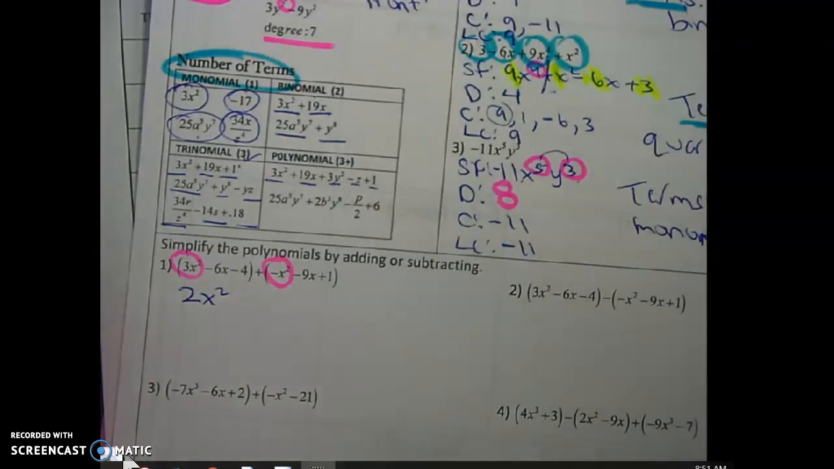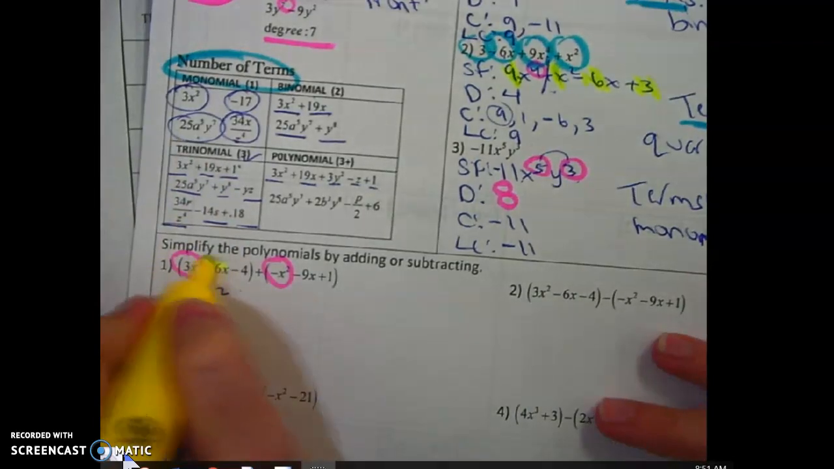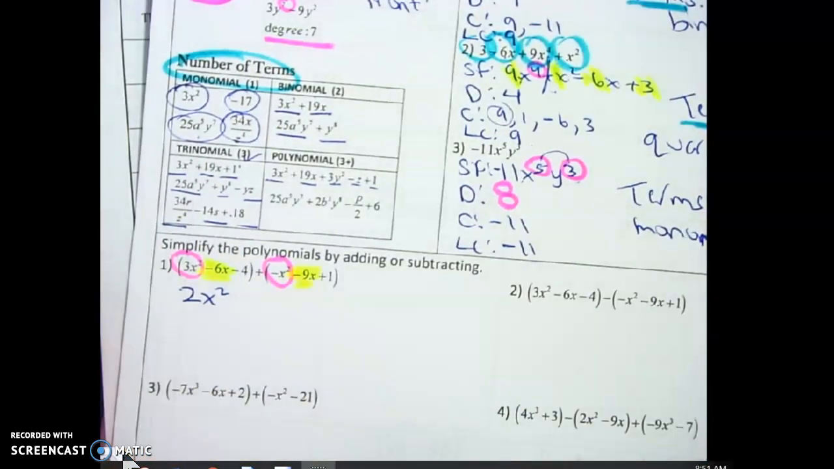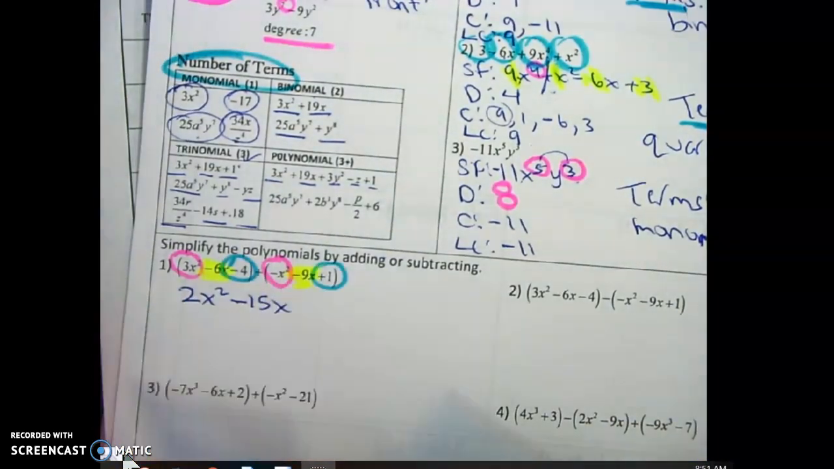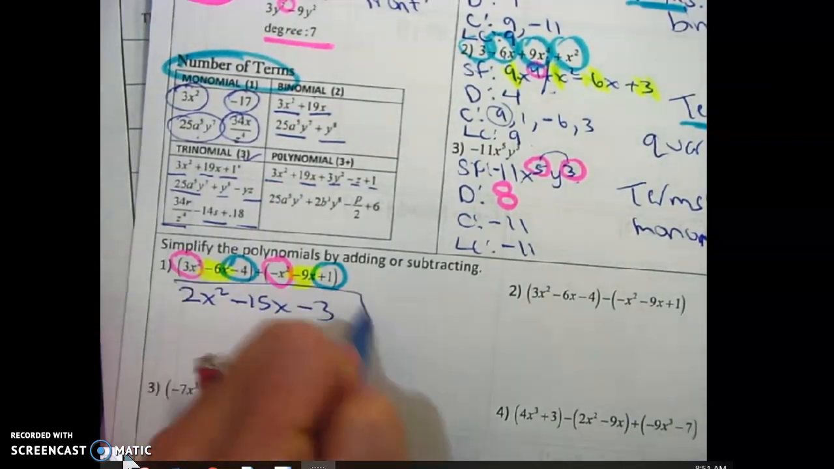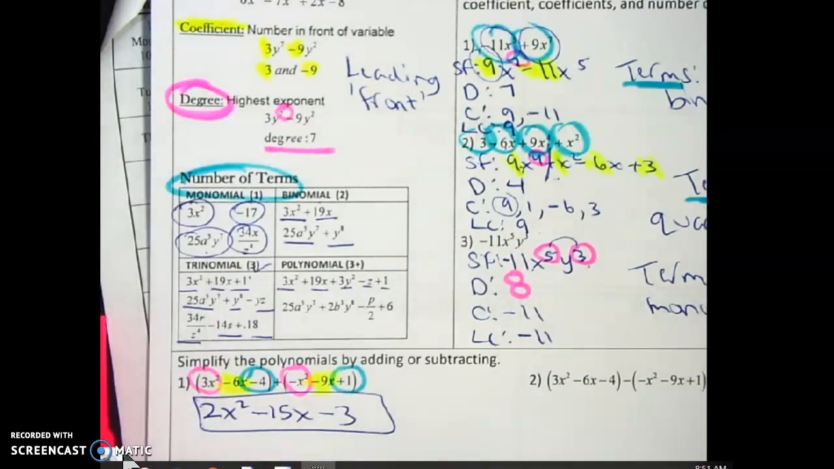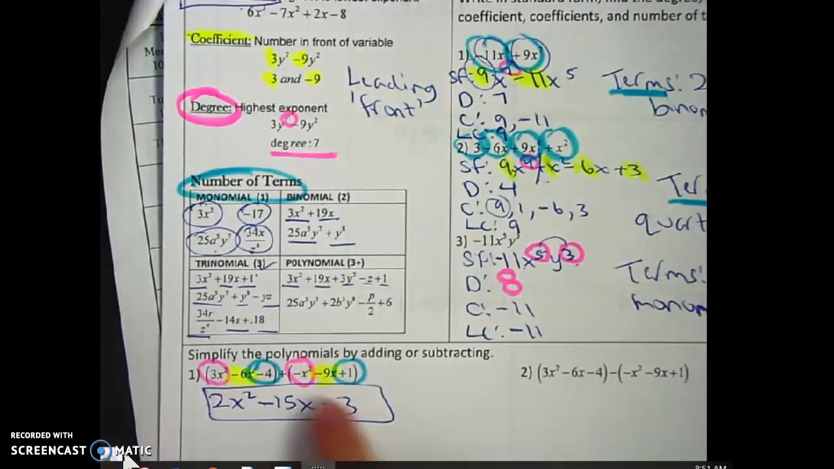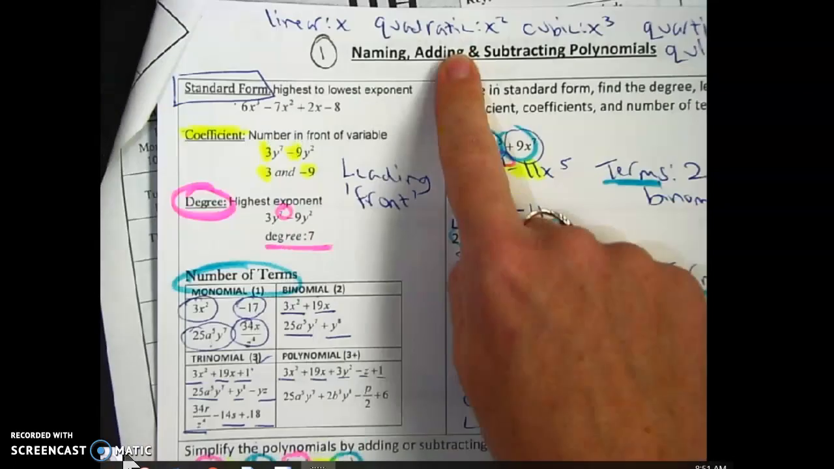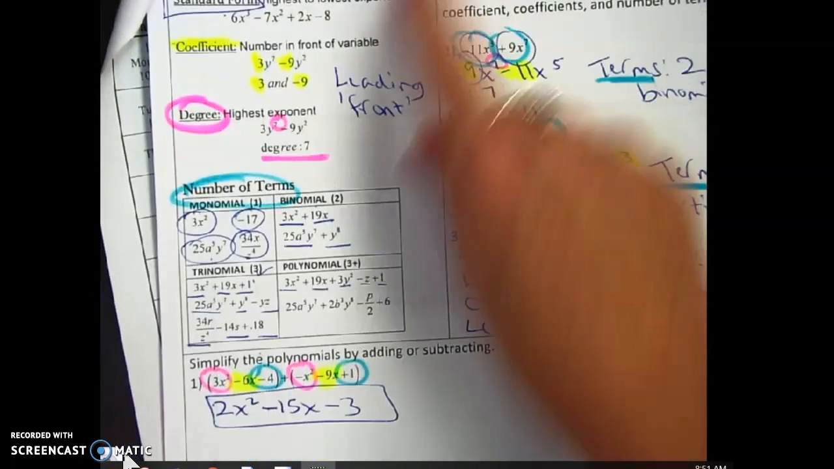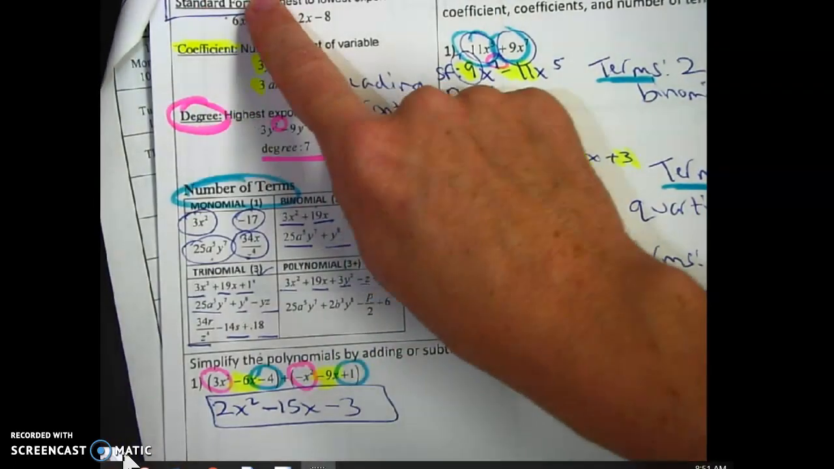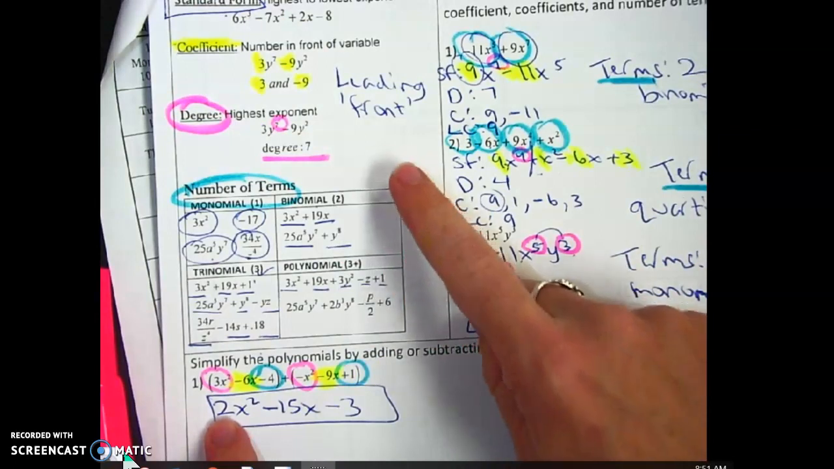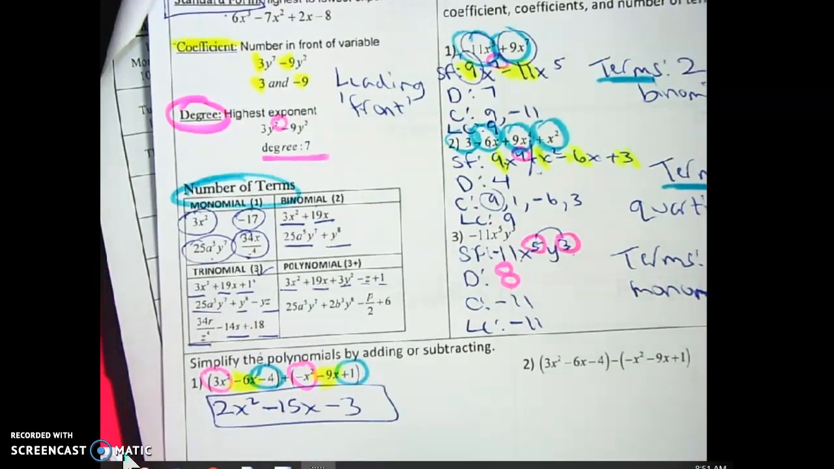Okay? And then I have -6x. Now, don't get these wrong. Make sure that if you're not good at integers, that you're using your calculator. And then -4 and +1 is -3. As a side note, if I asked you to name this thing, this has got 1, 2, 3 terms, trinomial. It's squared, which means it's a quadratic. The coefficients are 2, -15, and -3. It is written in standard form, and the leading coefficient is 2. The degree is 2. Okay?